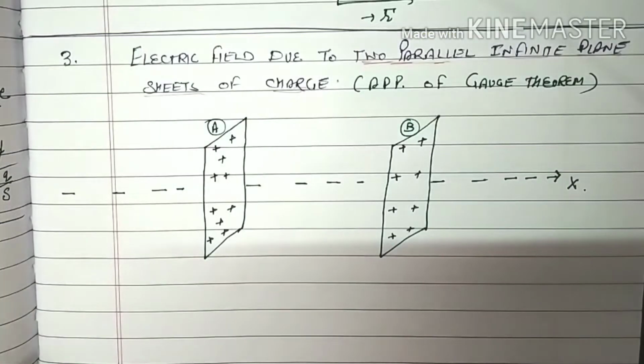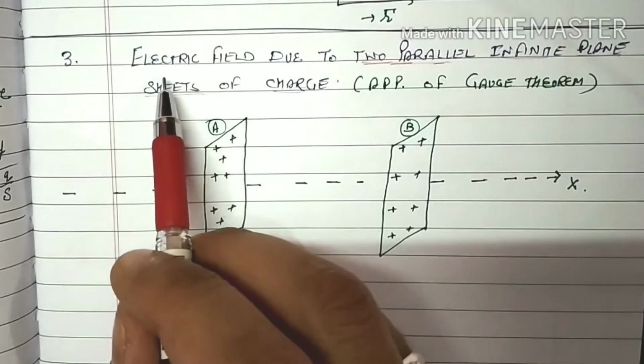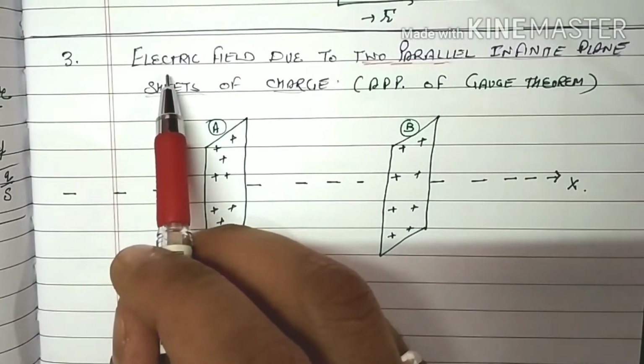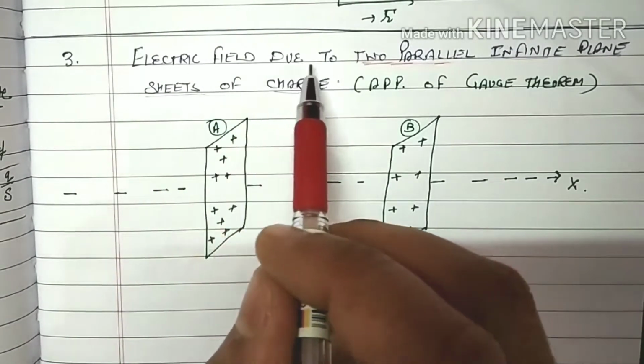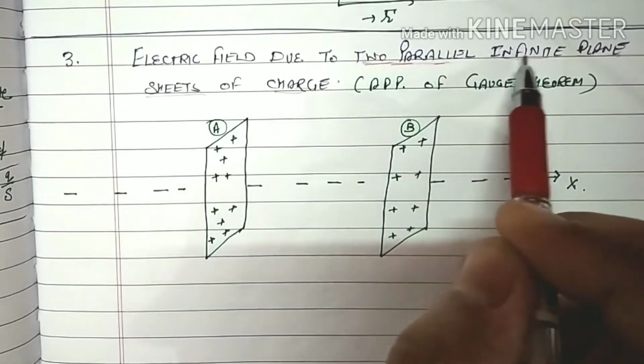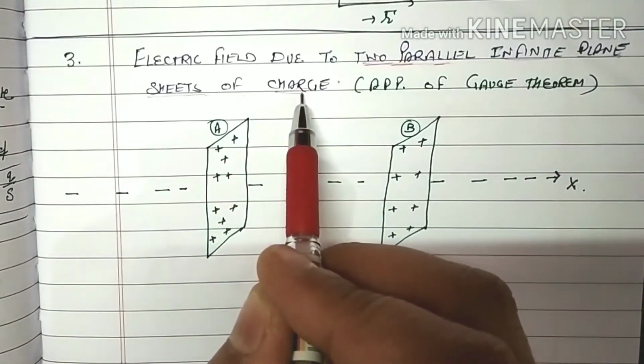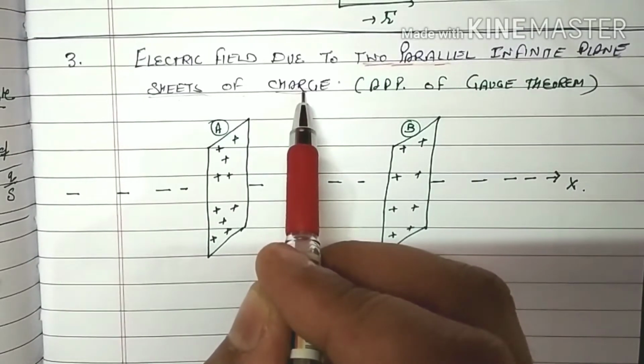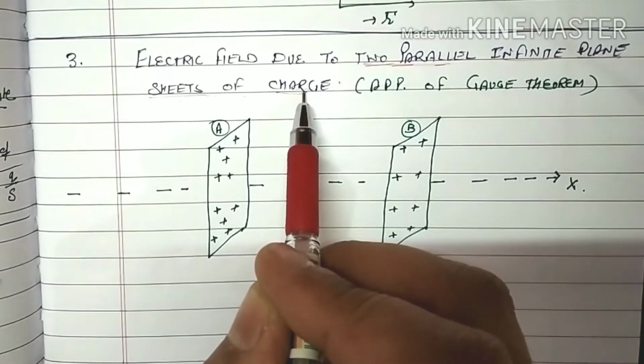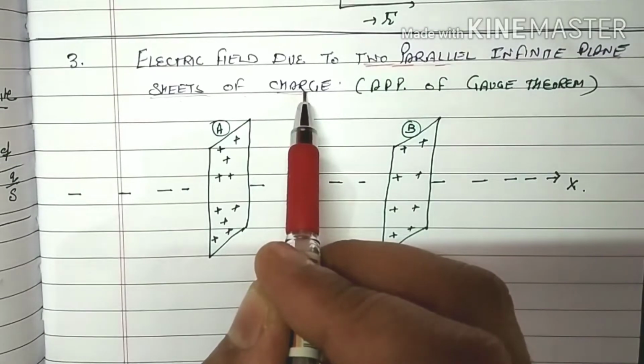Welcome all. Now we are going to start the third application of Gauss theorem: electric field due to two parallel infinite plane sheets of charge. In the second application we calculated the electric field intensity due to an infinite plane sheet of charge. So now we will use that application in this third application.